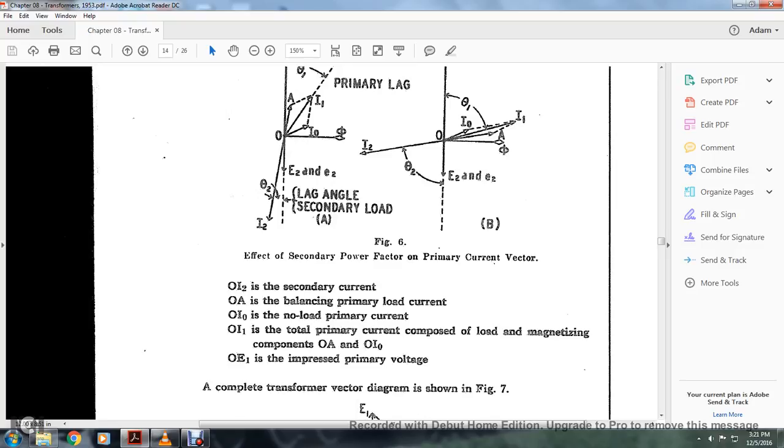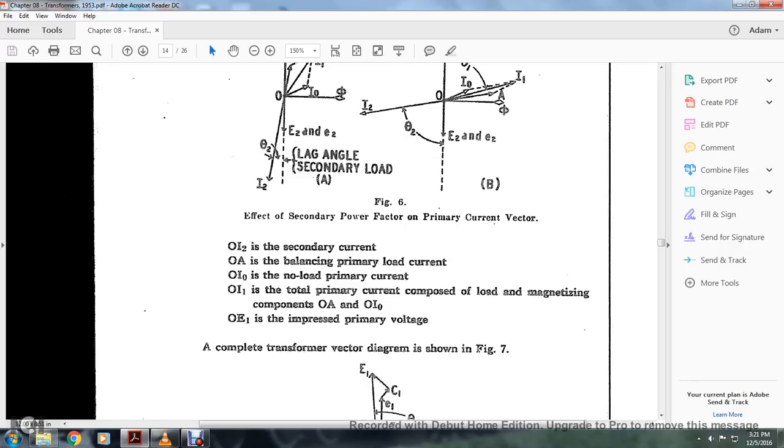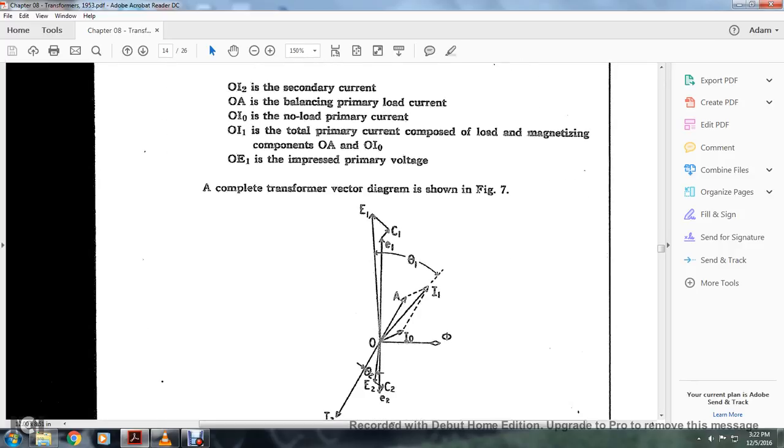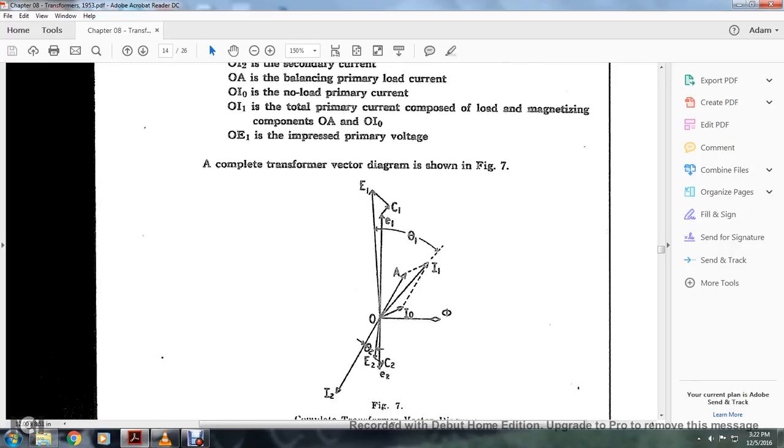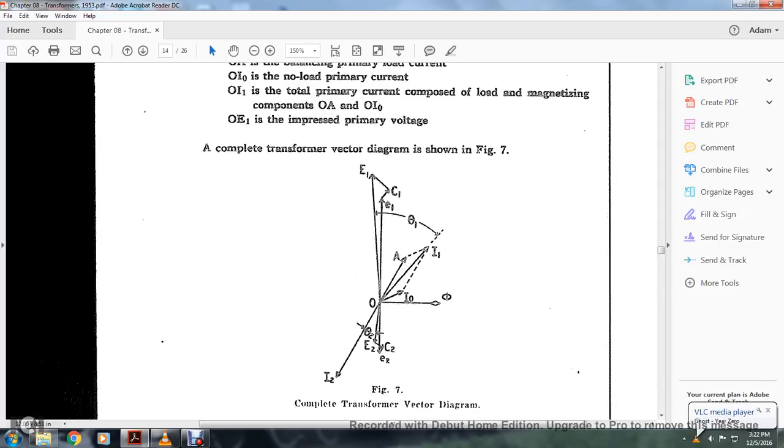OI2 is the secondary current, OA the balancing primary load current, OIO the no load primary current, OI1 the total primary current composed of the load and magnetizing components OA and OI0, and OE1 the impressed primary voltage. A complete transformer vector diagram is shown in Figure 7. This shows the vector diagram with the cosines and tangents and everything shown in line space. Complete transformer vector diagram.